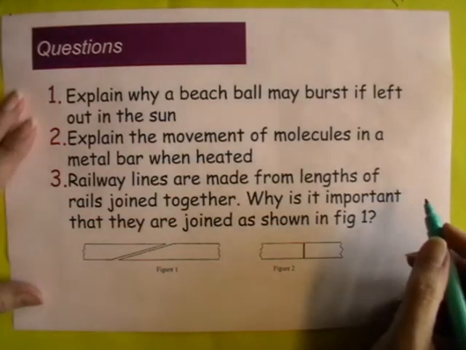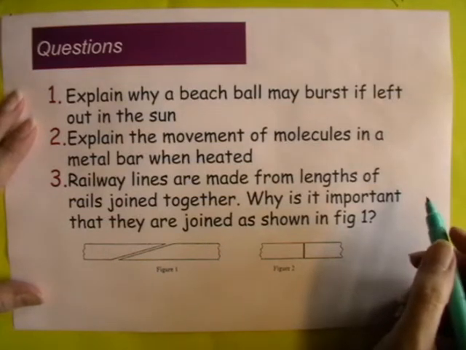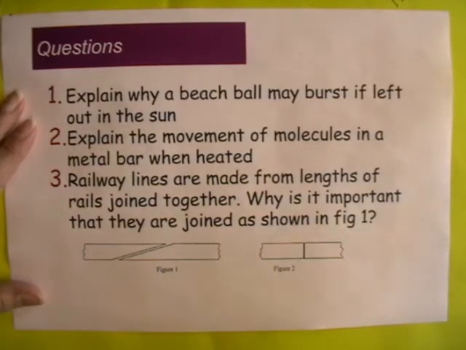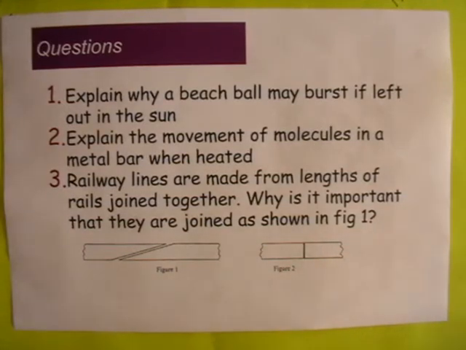Explain the movement of molecules in a metal bar when heated. Well, when we heat a metal bar, the atoms will heat up and begin to vibrate. These vibrations will collide with neighbouring atoms and pass on the vibrations. But that's only a minor part of the heat conduction in a metal.